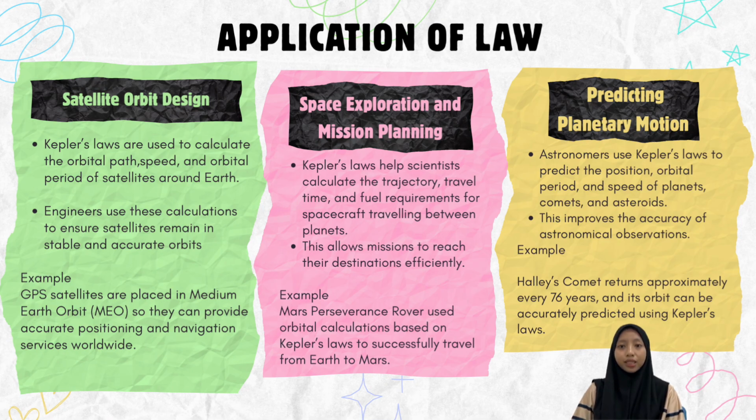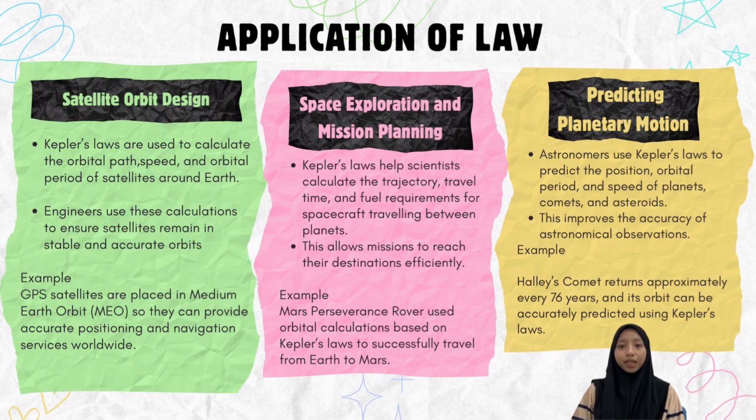The second application is space exploration and mission planning. Scientists use Kepler's law to calculate the best trajectory, travel time, and fuel requirement for spacecraft traveling between planets. This allows space missions to reach their destination safely and efficiently. A good example is NASA Perseverance rover mission to Mars, which relied on orbital calculation based on Kepler's law.